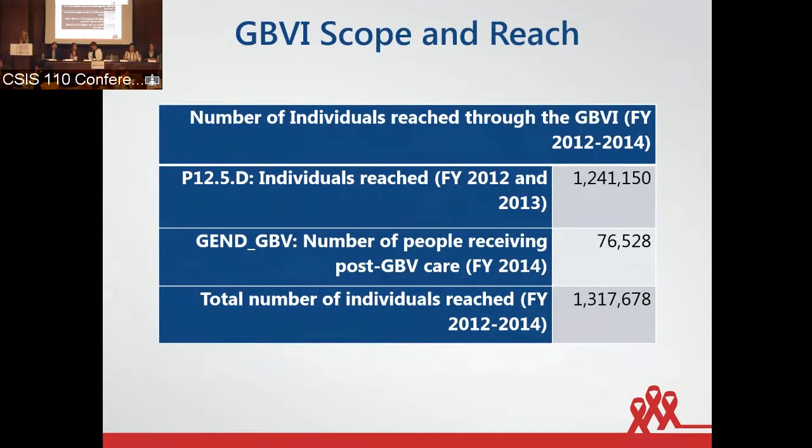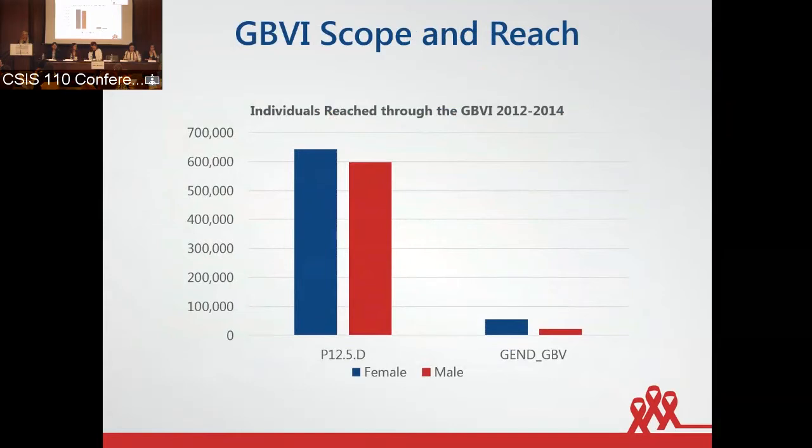GEN-GBV also had a higher threshold that required several types of GBV services to be made available and did not simply count routine GBV screening. Of the 1.2 million people reached with GBV interventions or services in 2012 and 2013, as reported under P12.5D, approximately 642,000 were women and 598,000 were men.